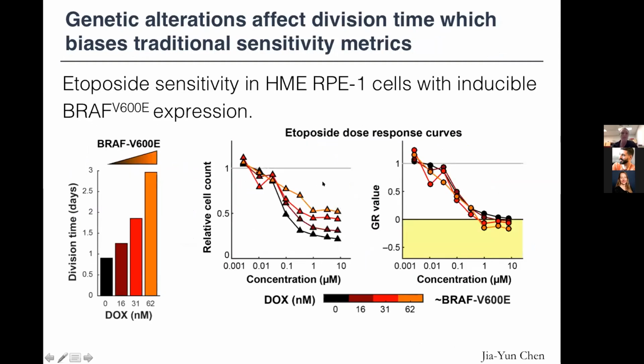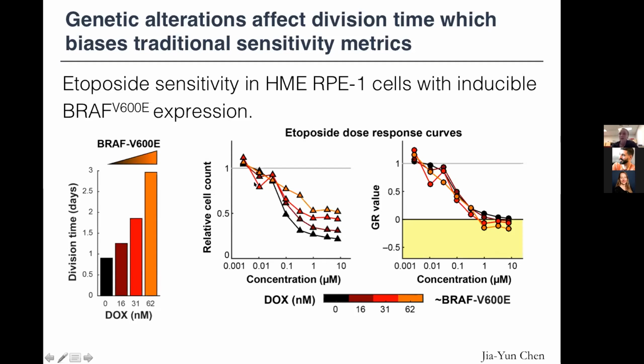Okay, so to give just another few examples of real world data, does this really matter? I'd just like to highlight the effects of division time on the perceived sensitivity of cell lines to etoposide. And so here we have a doxycycline-inducible BRAF V600E mutation that, as you ramp up the concentration of dox, you decrease the division rate of the cell. So you get much longer division times as you get higher BRAF V600E expression.